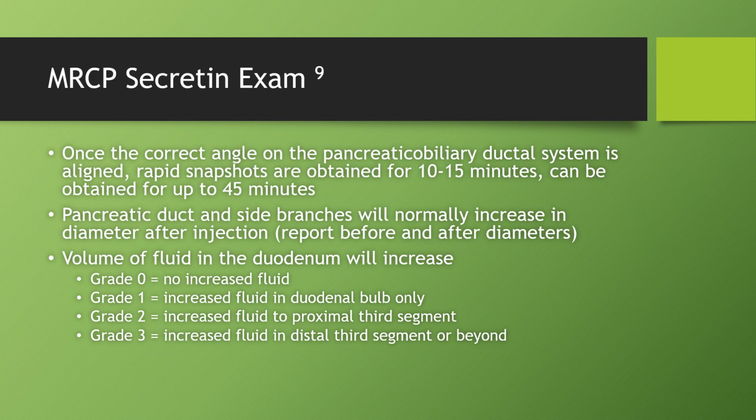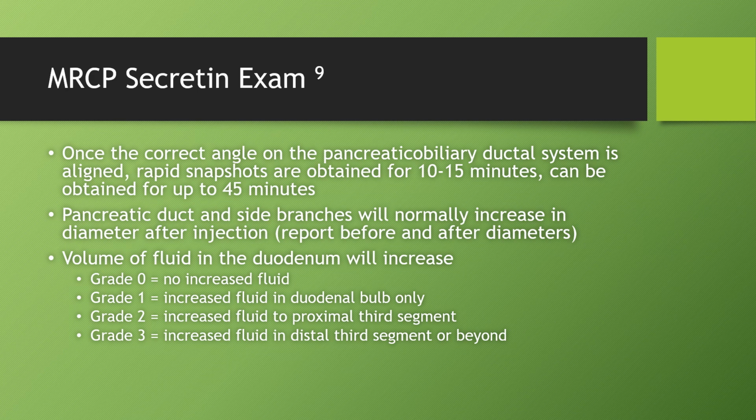And so what happens is the pancreatic duct and its side branches will normally increase in diameter after injection. So you're going to report the before and after diameters. And then the volume of fluid in the duodenum should increase if you have normal exocrine function. And so we can grade these.